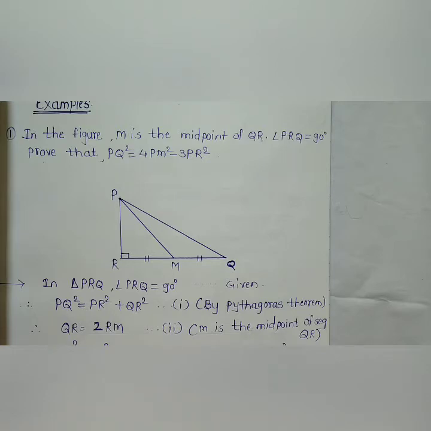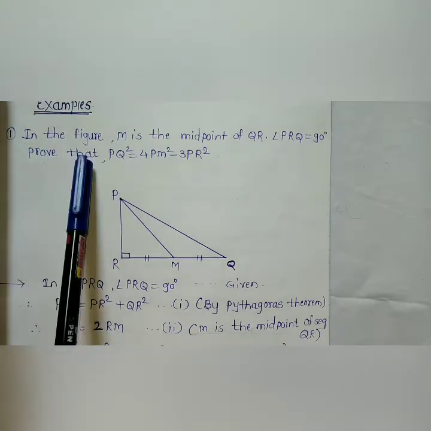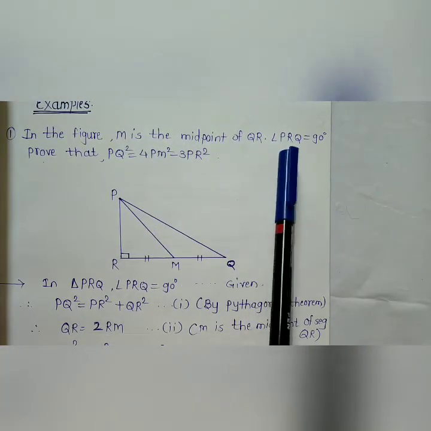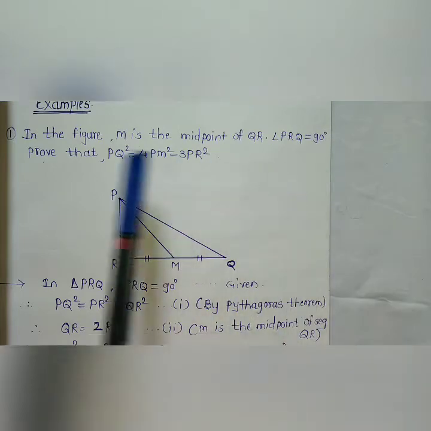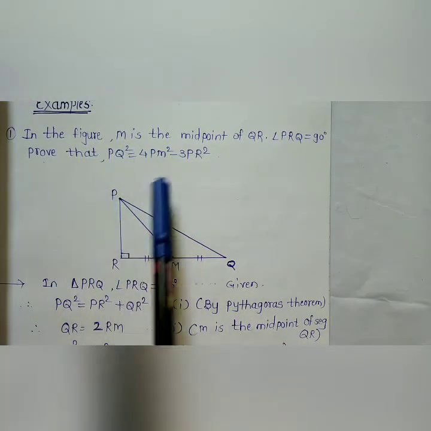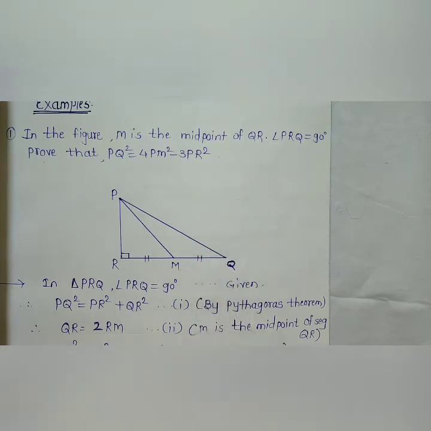Example number one: in the figure, M is the midpoint of QR. Angle PRQ is equal to 90 degrees. Prove that PQ square is equal to 4 PM square minus 3 PR square.